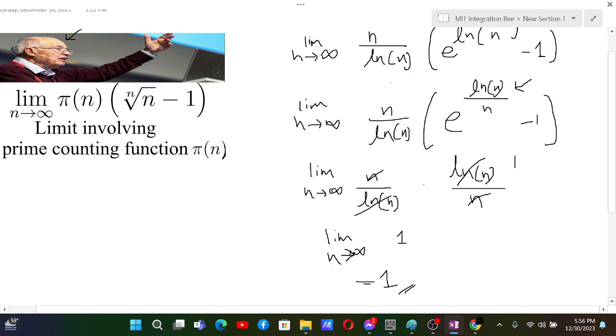This problem was not that hard. It was just some known limit properties, and the definition of pi of n, the prime counting function. The prime counting function goes something like this, and the formula for this was n by ln n when n goes to infinity.